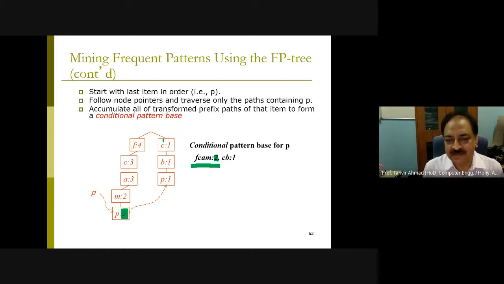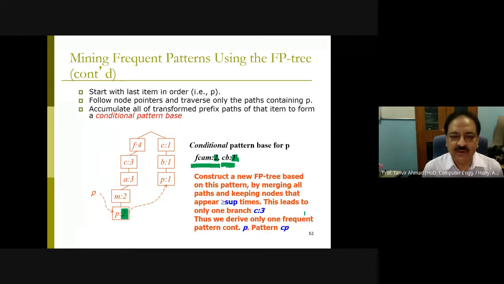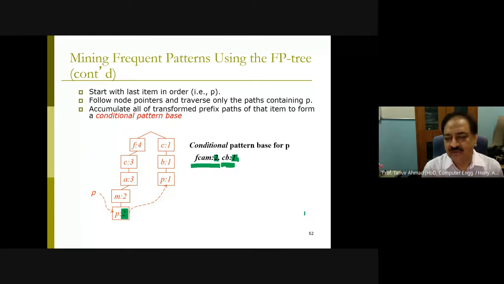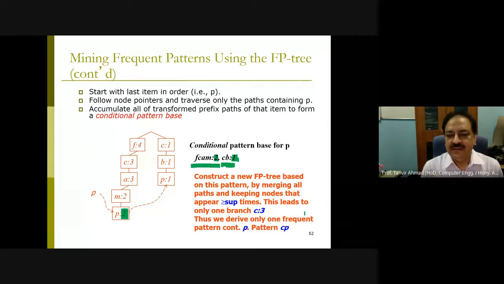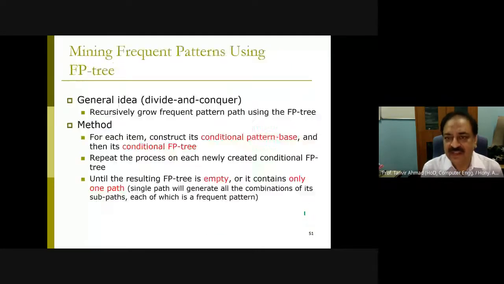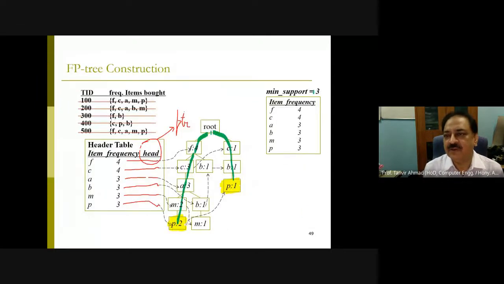Similarly, take the other branch. इसमें क्या है, P का काउंट 1 है तो CB 1 होगा, because यहां P आ रहा है। अब तुम दूसरा ब्रांच ले लो। अब now let us try to get the frequent pattern. अब यहां पे हमने जब बनाया तो हमने 2 कंडीशनल पैटर्न बेस निकाला P का, FCAM 2 और CB 1. How much minimum support we have taken? Just see, I have taken minimum support equal to 3.